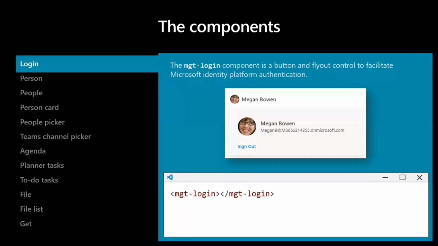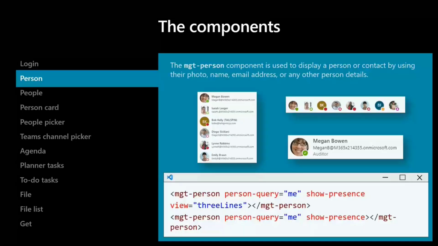The second component that we offer is the person component. The person component really brings the data about either the currently connected user or any other user, and it displays their photos, their email address, and a bunch of other person details, the title of that person, and it could even be customized information right there.